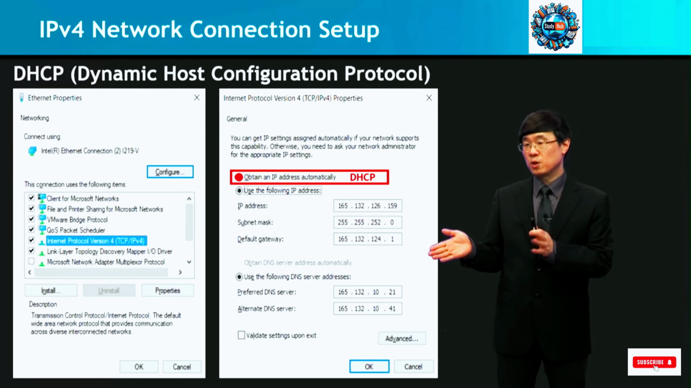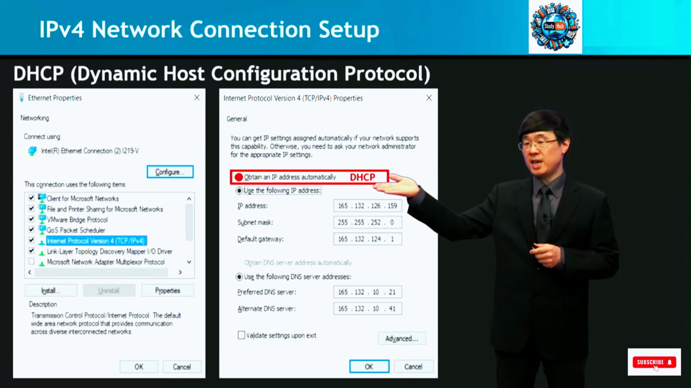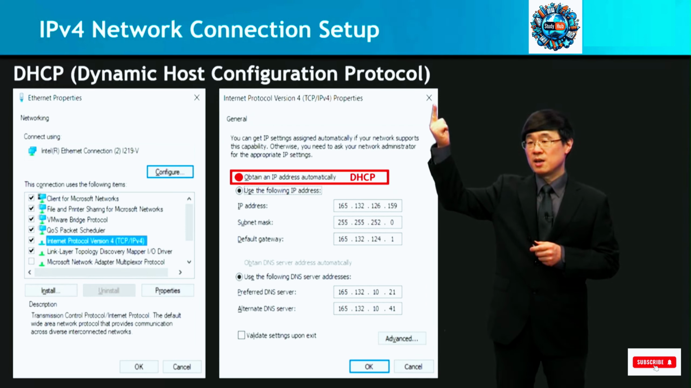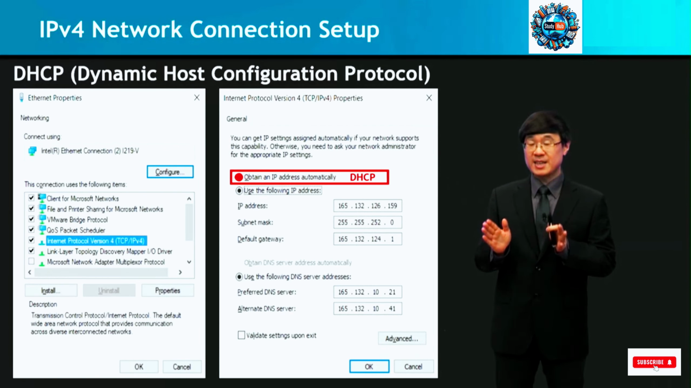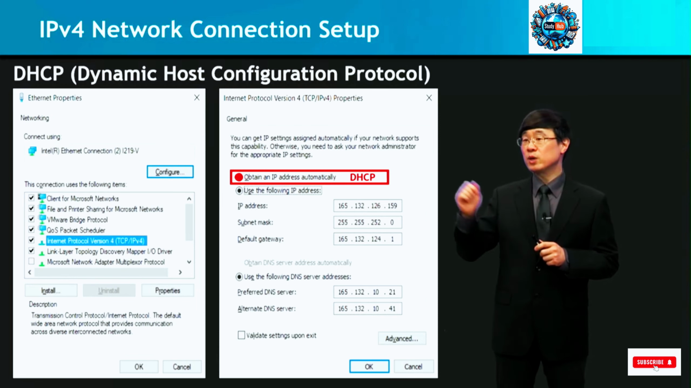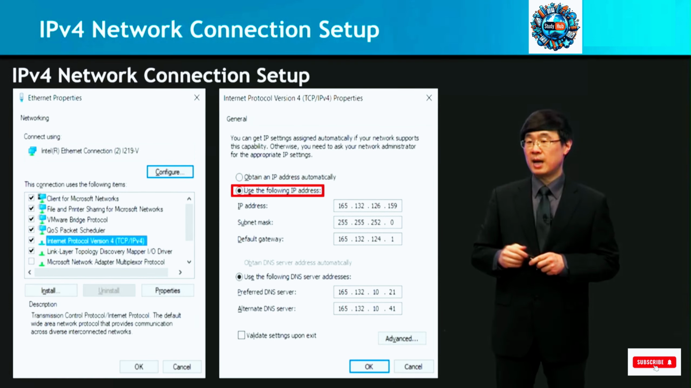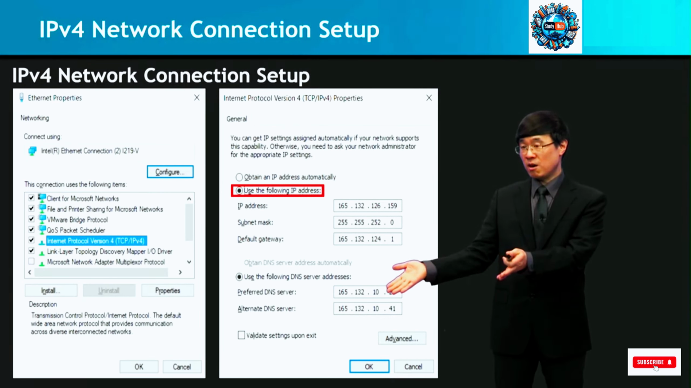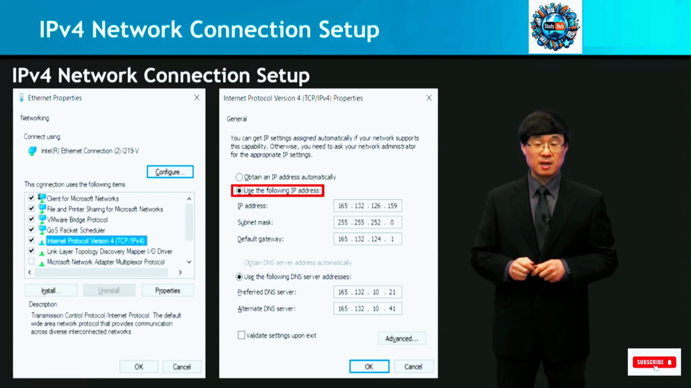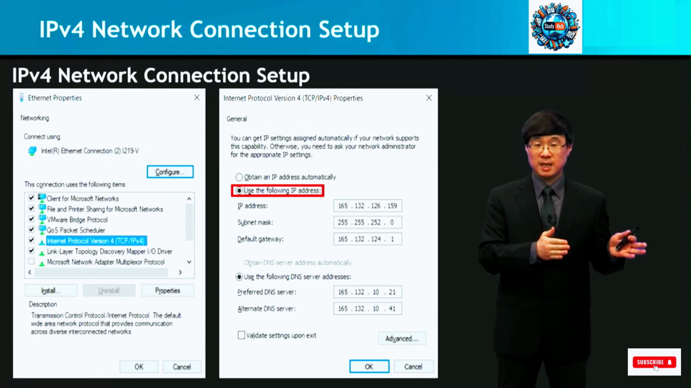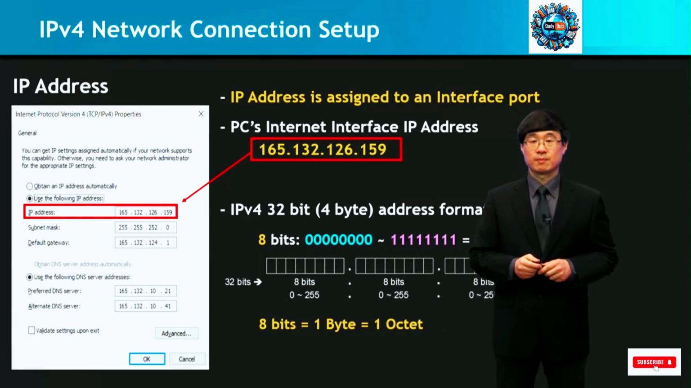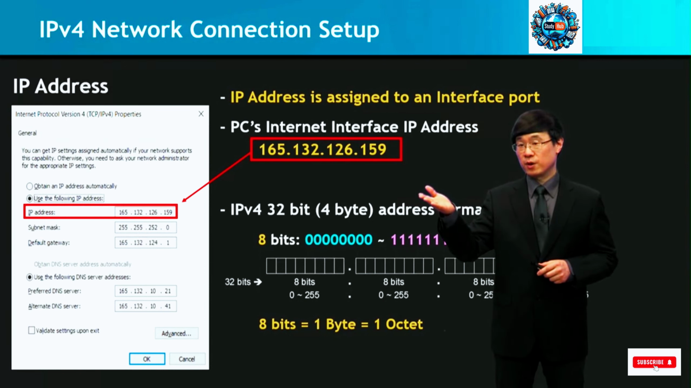In this window, the option on the top here is DHCP, the Dynamic Host Configuration Protocol. We're going to study that in the next lecture. But first, we're going to go into the manual configuration mode, which is listed down here. So I'm going to select this and look at how these values are set up and what they mean to your connection of the PC to the internet. Now, let's look at the IP address first.